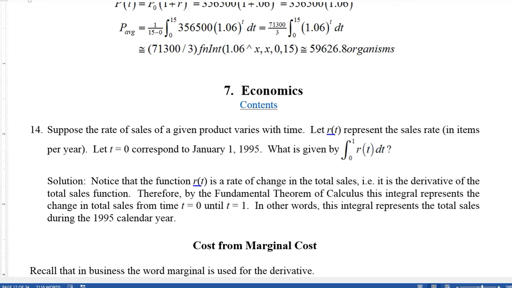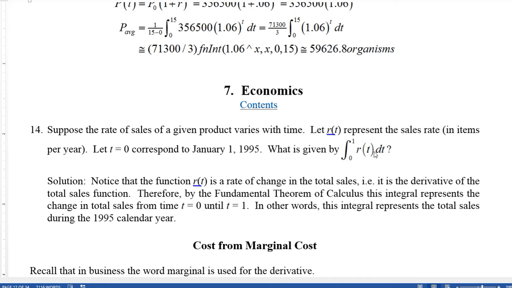This is a class of problems that you might see sometimes where you just have to interpret what's meant by this. Thinking of the units can help you quite a bit. The units of R of t are items per year, and the units of t are years. So when you do R of t times dt, the dt actually has units. They're the units of delta t, or in other words, the units of t. So the dt is in years, and the rate R is in items per year. When you multiply that together, you get items.